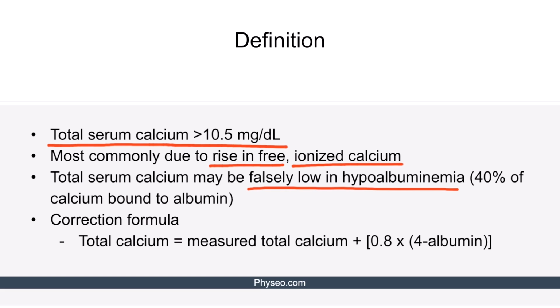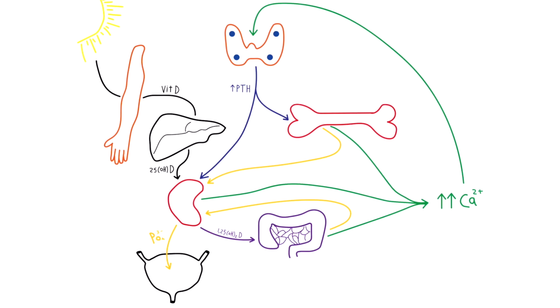For every 1 gram per deciliter drop in serum albumin concentration below 4 grams per deciliter, the total measured calcium will decrease by 0.8 milligrams per deciliter. Therefore, one should always correct calcium levels for albumin levels. The formula for calcium correction is the following: the measured total calcium plus 0.8 multiplied by 4 minus the patient's albumin concentration.